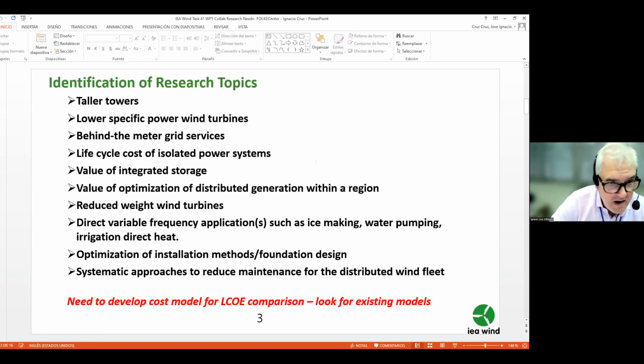Some of them are very well known, such as designing wind turbines with taller towers and wind turbines with lower specific power. If we analyze the potential for cost reduction of wind turbines, there are several areas of development, for instance, learning by deployment, which is strongly dependent on the market, on how many wind turbines are going to be in the market. Learning by research is more or less the activity we are addressing here.